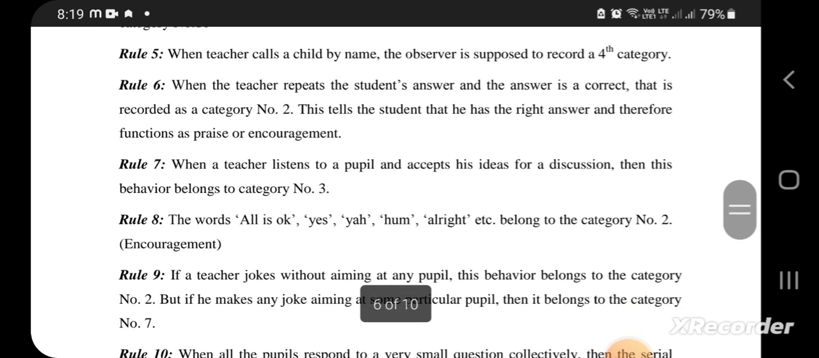Number 6. When the teacher repeats the student's answer and the answer is correct, that is recorded as category number 2. This tells the student that he has the right answer and therefore functions as praise or encouragement.